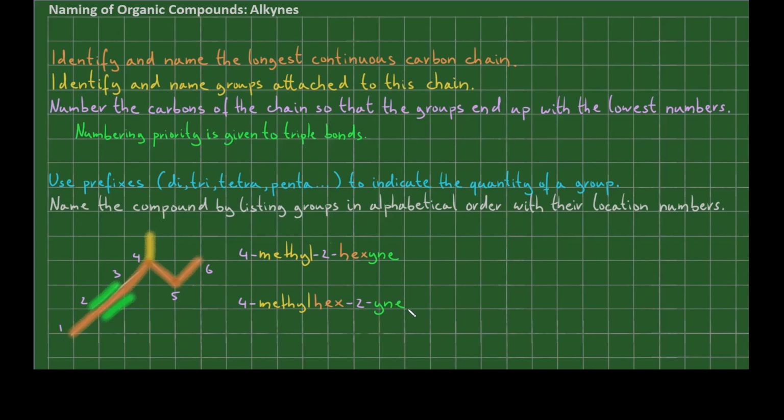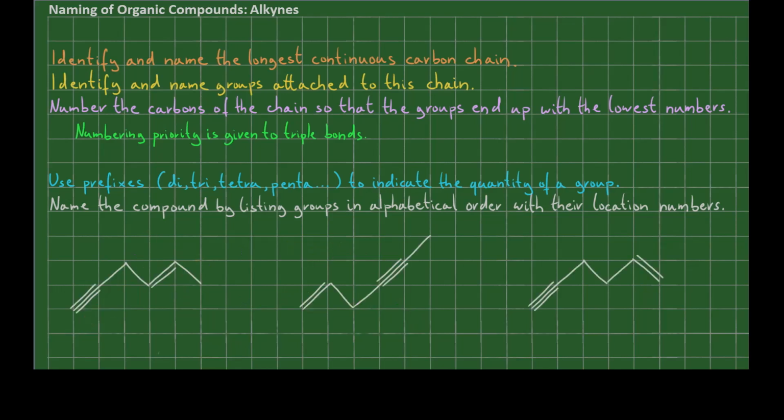What do we do if a compound has both a triple and a double bond? Here are 3 structural isomers that have the molecular formula of C6H8. All 3 compounds contain a double and a triple bond. How do I number these carbon chains?